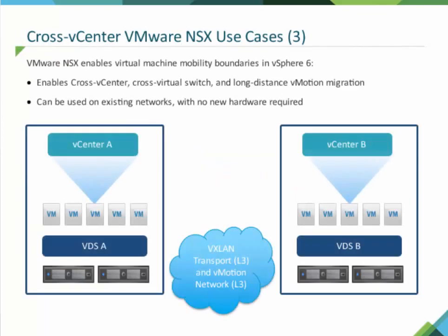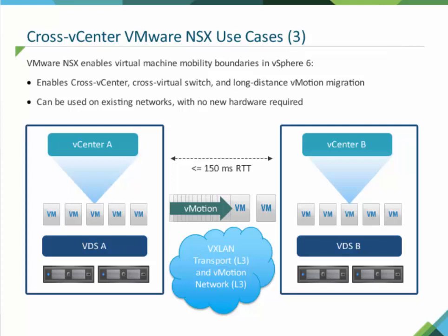VMware NSX enables virtual machine mobility boundaries that align with vSphere 6 vMotion enhancements on top of existing infrastructure with no additional hardware requirements. VMware NSX does not require spanning of L2 on the physical network to enable cross vCenter vMotion. Cross vCenter vMotion supports up to 150 milliseconds RTT, so you can migrate a virtual machine with vSphere vMotion from vCenter A to vCenter B. When the vMotion is complete, the virtual machine runs in vCenter B.